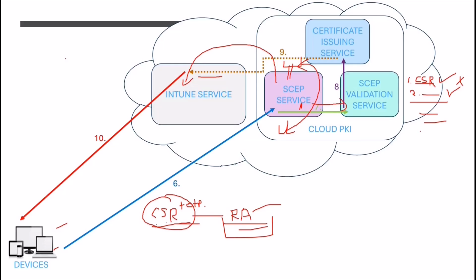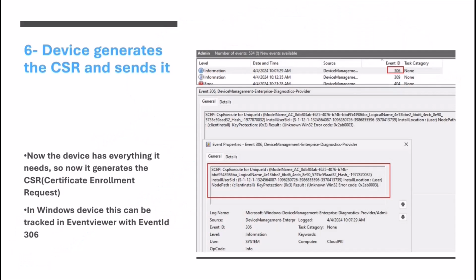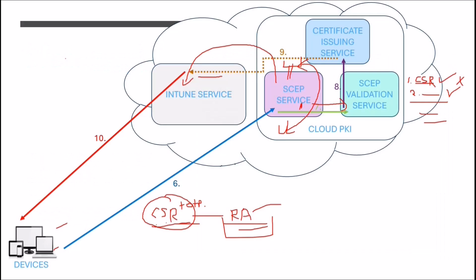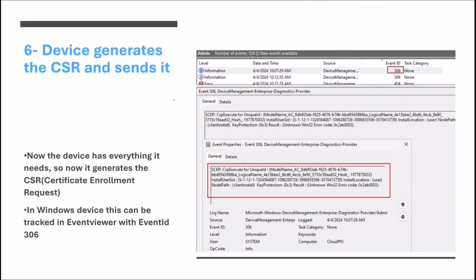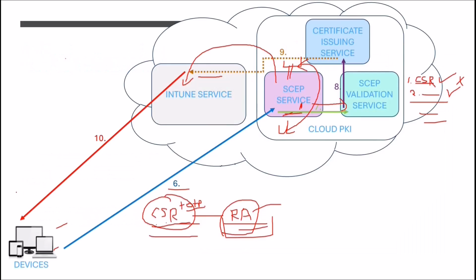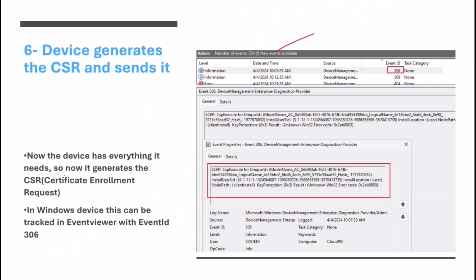So this is a brief of everything that is happening in the background during the certificate delivery. Again, let's take a look over the next steps. In step 6 over here, as I said, the device is generating the CSR, which contains the challenge encrypted via the RA certificate, and it is sending it to the SCEP service. This is taken from the event viewer logs of the end device. Right now we are looking at the logs at the end device.